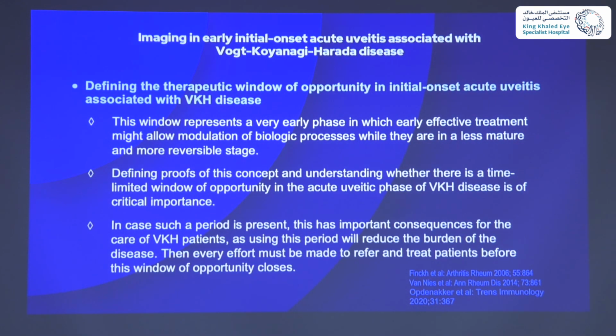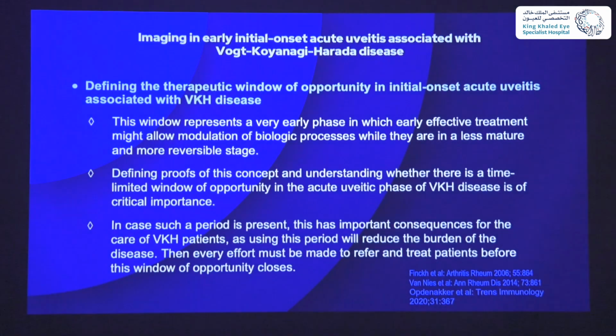This window represents a very early phase in which early effective treatment might allow modulation of biologic processes while they are in the immature phase of the disease, in the very early phase of the disease. Defining proofs of this concept and understanding whether there is a time-limited window of opportunity in the acute uveitic phase of VKH disease is of critical importance.